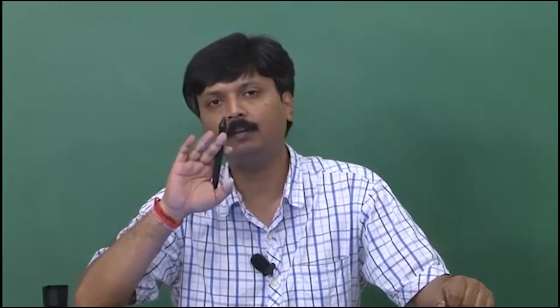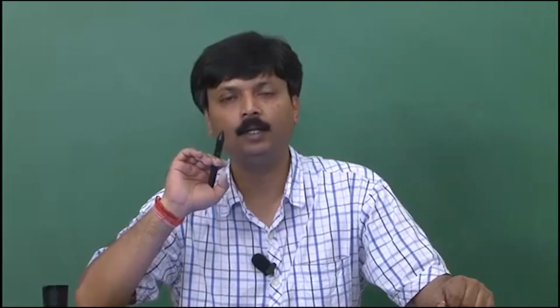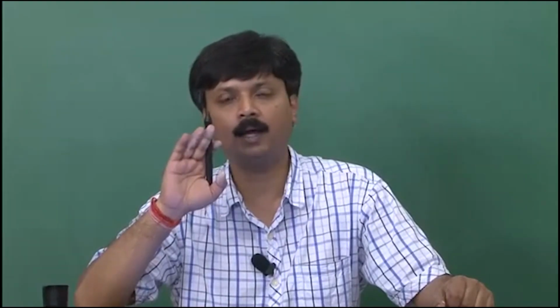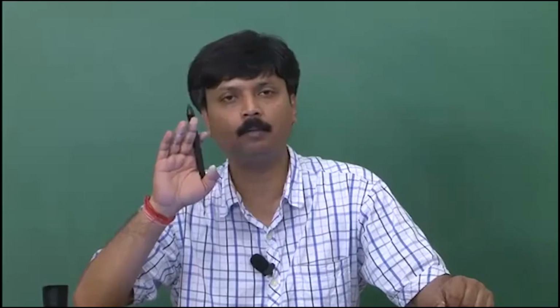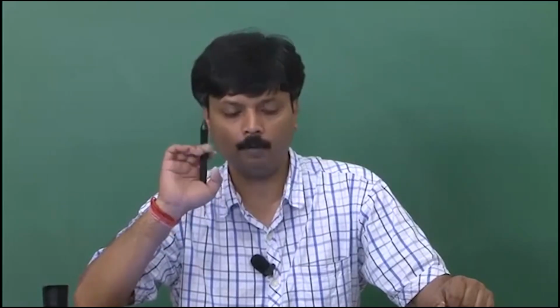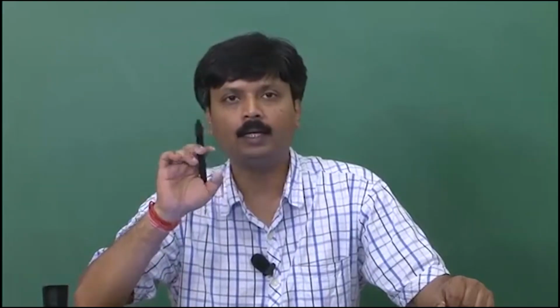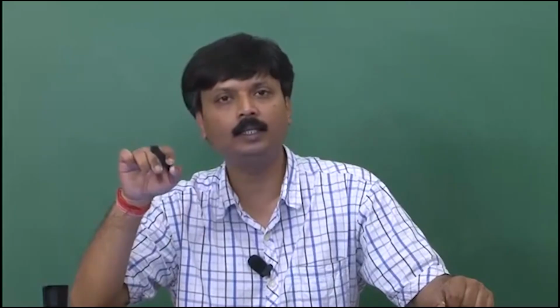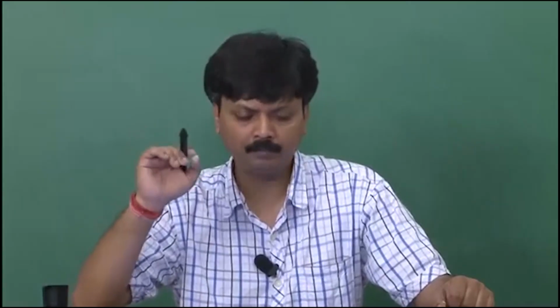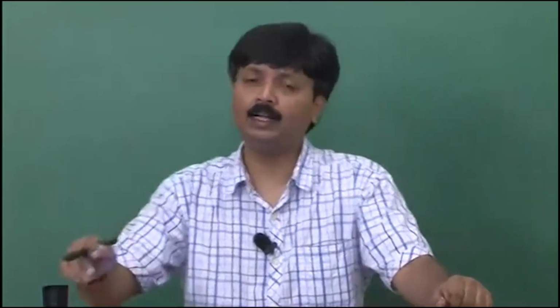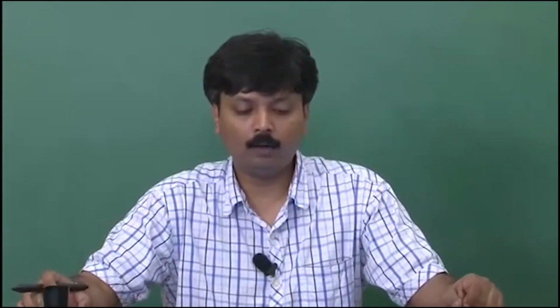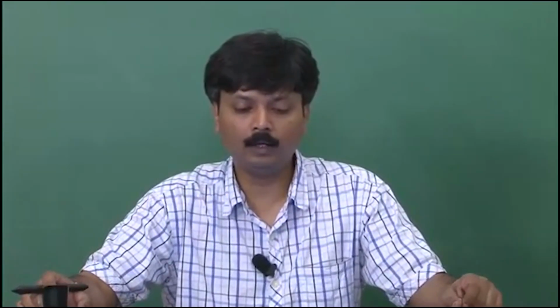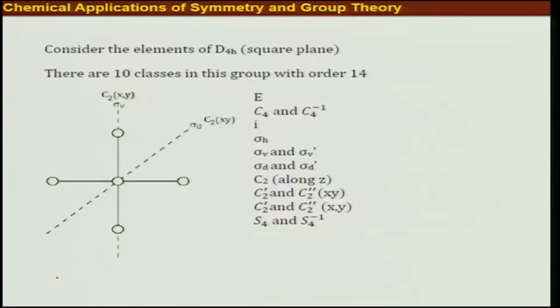Like the character of C3 and C3 square, they are the same. The character of sigma V prime, sigma V double prime and sigma V triple prime are all the same for the C3V point group. But the character for this C3 class and the character for the sigma V class may not be the same. Now, when I say character, that has a deep meaning. We will come to that in the following 2 or 3 classes.